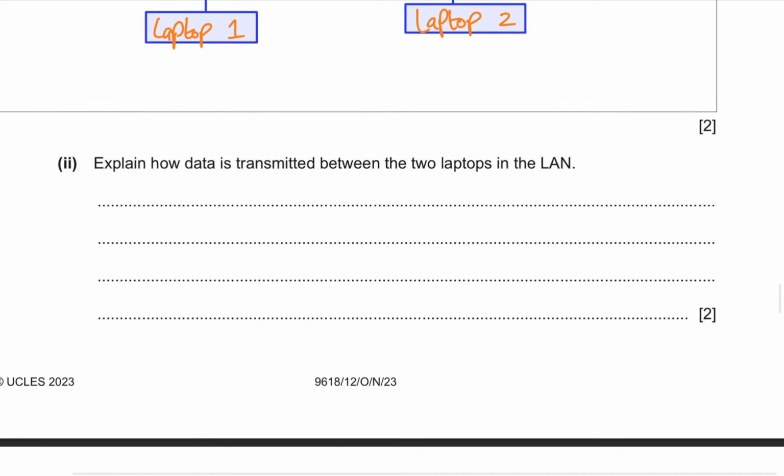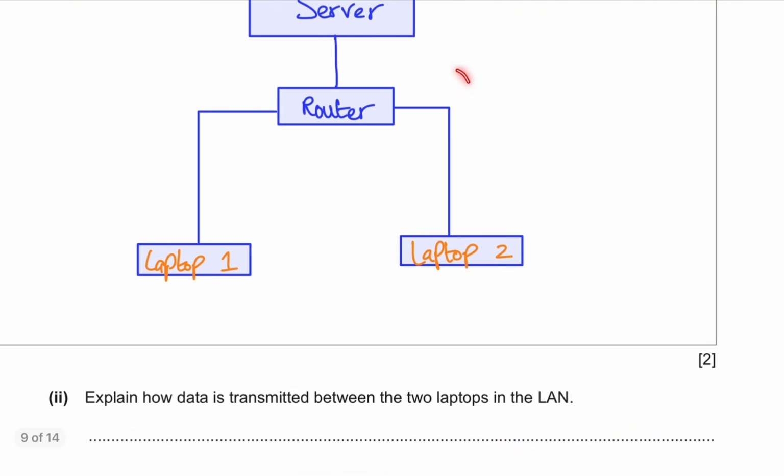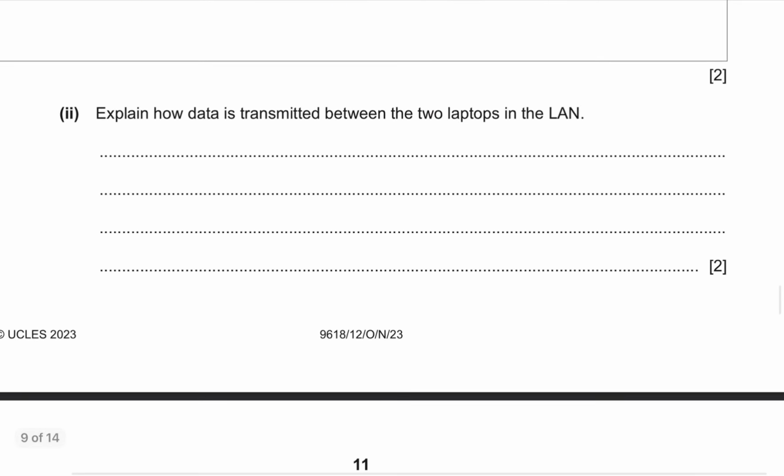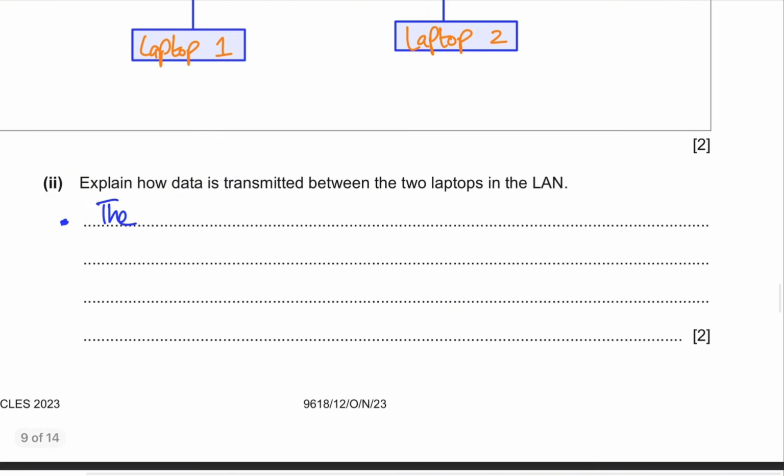Explain how data is transmitted between the two laptops in the LAN. So how is the data being transmitted between the two laptops? If you've made the diagram correctly, you could answer it. You can say the data from the sending laptop is transmitted to the router.